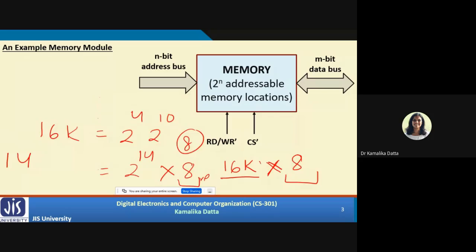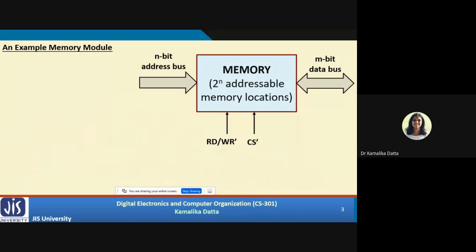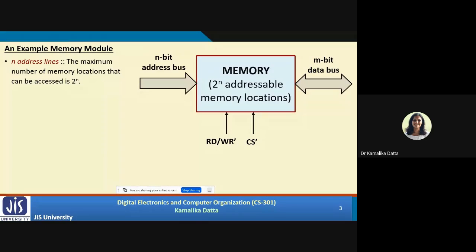If you are asked some question like this, you have to write it in this way. So for an n bit address line, the maximum number of memory locations that can be accessed is 2 to the power n. Agreed? If you have 4 address lines, 4 lines will have 2 to the power 4, that means 16 address locations will be there.